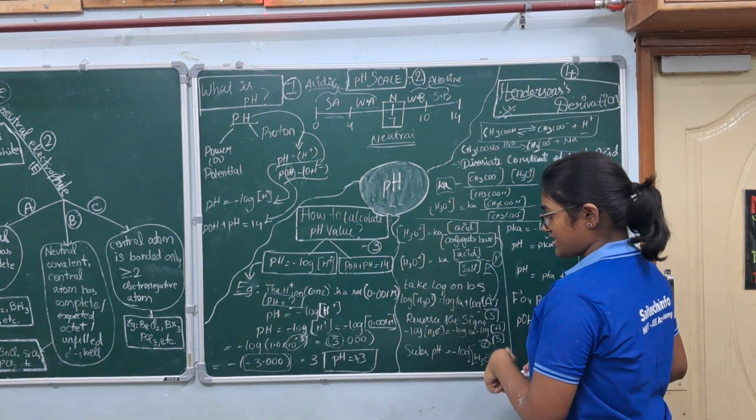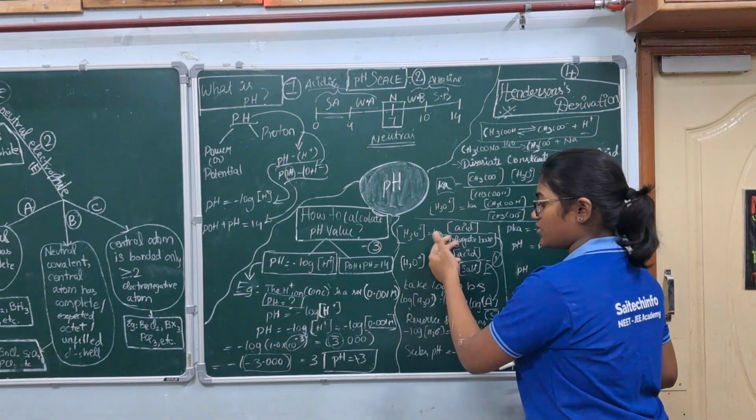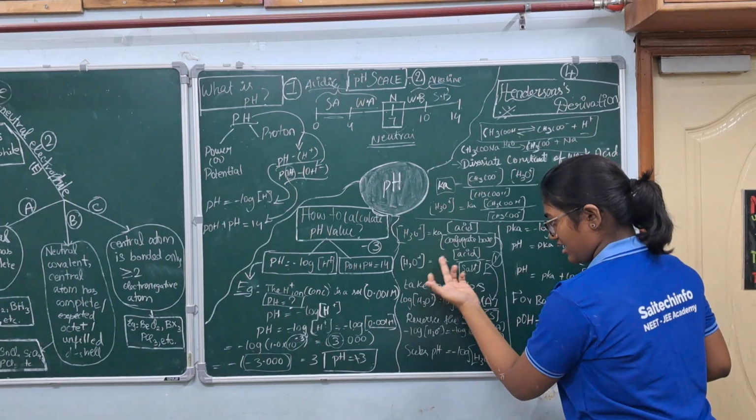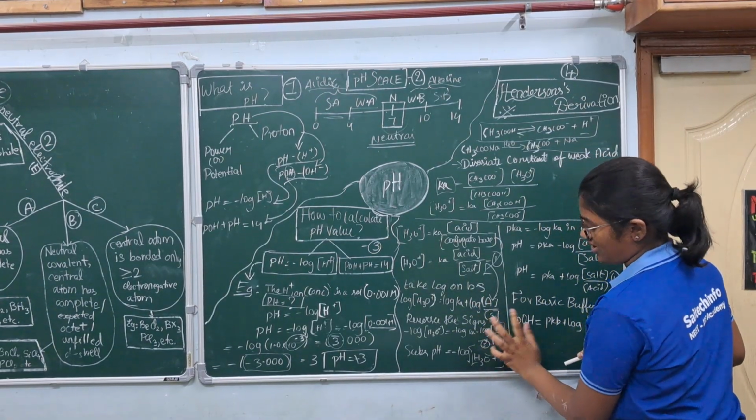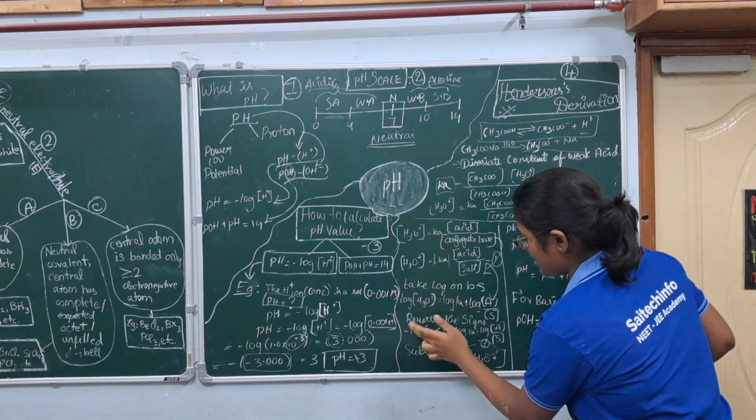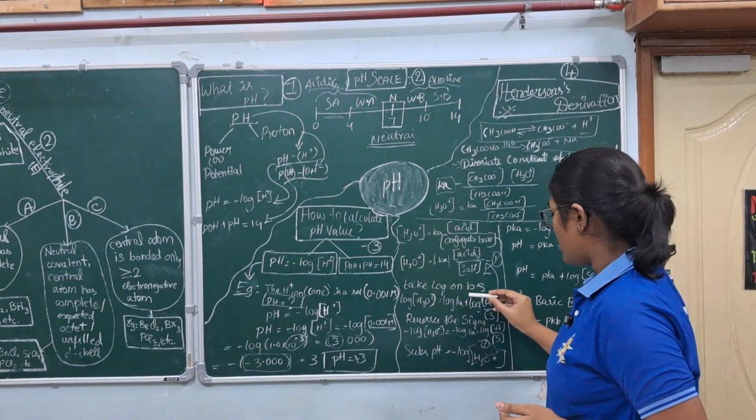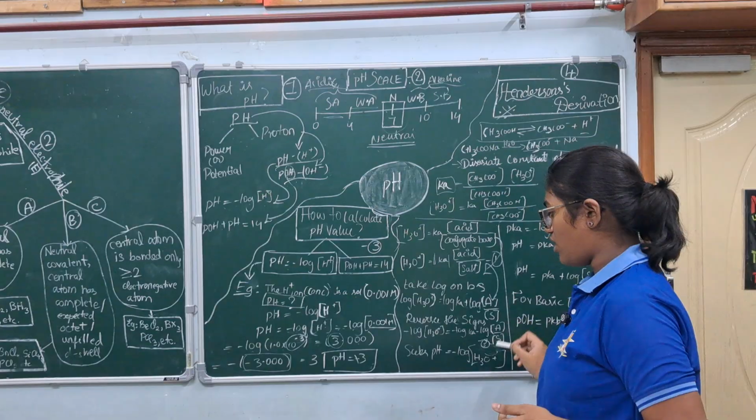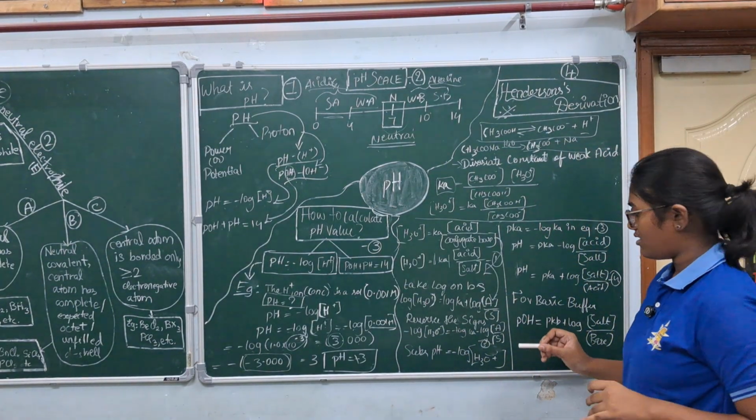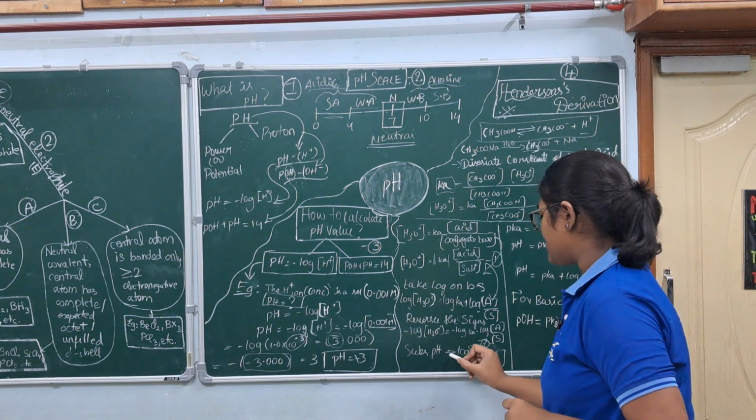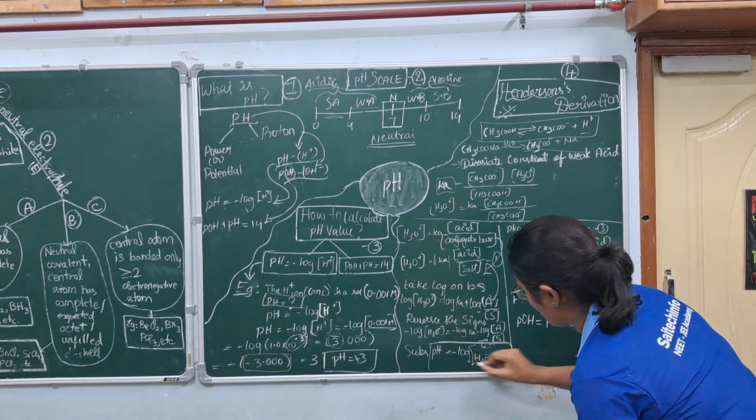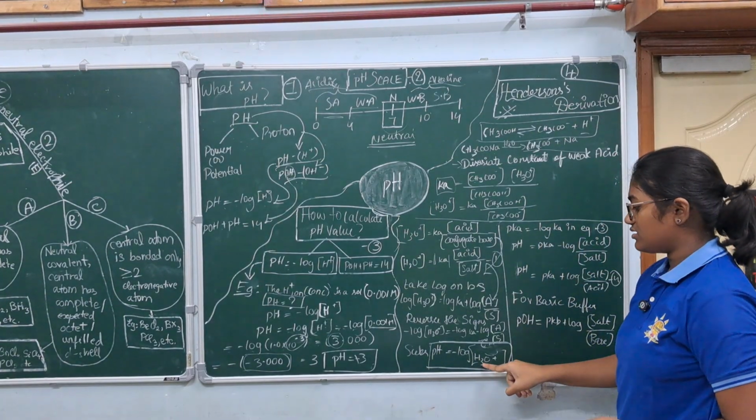Take log on both sides. Log H3O plus is equal to log Ka plus log acid by salt. We add the logs on these three values and reverse the signs, so the plus signs become minus. This is the third equation. Substituting, we know the pH formula is minus log H3O plus.